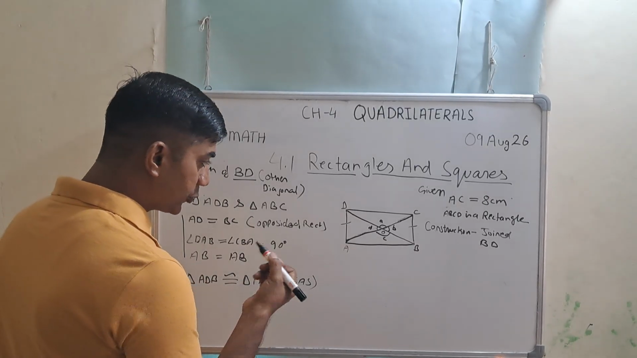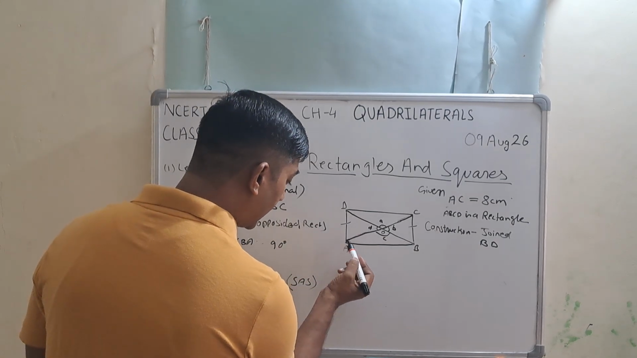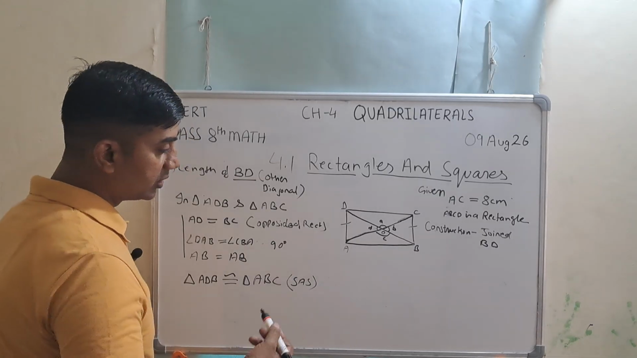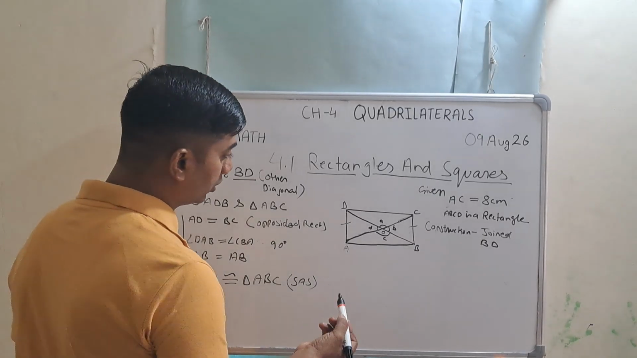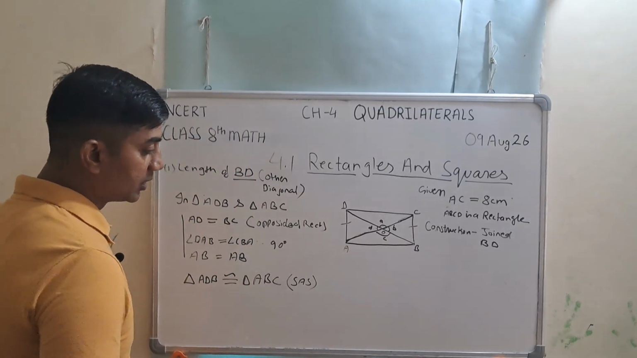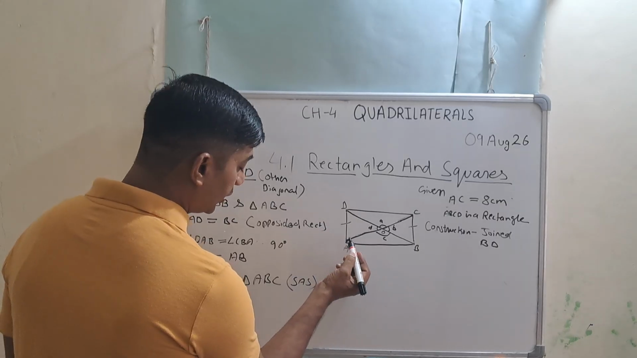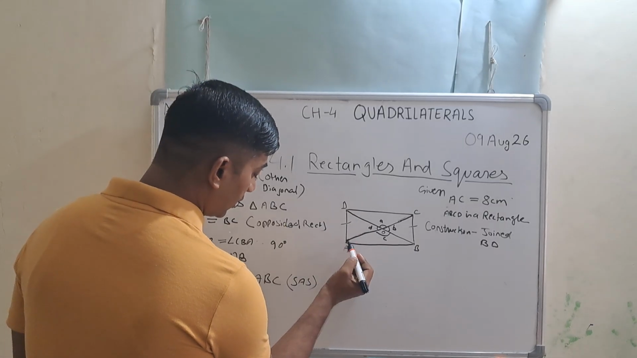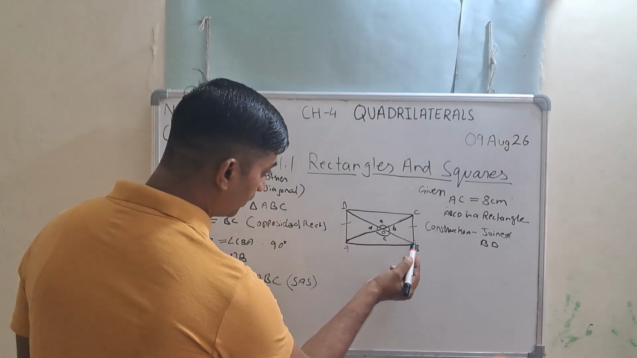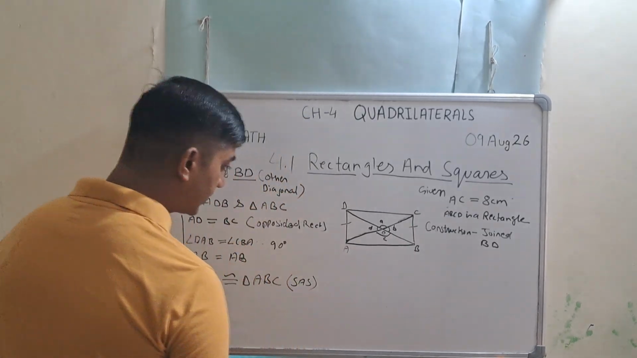By using the corresponding parts of congruent triangles, we can see that corresponding parts are equal. You might know that this is explained in your class 7. In front of angle A we have AB, and in front of angle B we have AC. So these sides are equal.